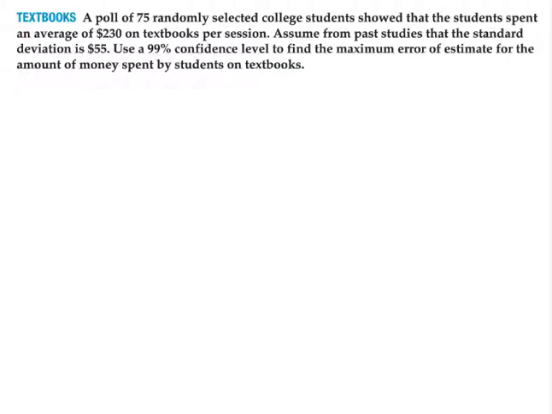Example 1 says a poll of 75 randomly selected college students showed that the students spent an average of $230 on textbooks per session. Assume from past studies that the standard deviation is $55. Use a 99% confidence level to find the maximum error of estimate for the amount of money spent by students on textbooks. So what we need to do is use that formula.